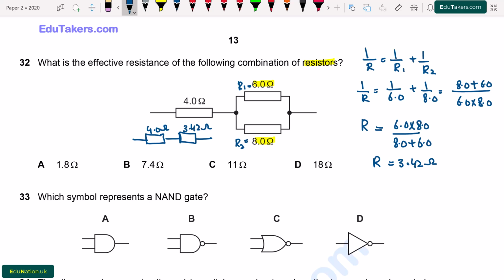Now both of these are in series combination, so I just add both of these. R prime is equal to R plus, I suppose this is R3. So here is R3, which is 3.42 plus 4.0. So it will be equal to 7.4 ohm. Which means that the total or effective resistance of this combination is 7.4. So option B is correct.